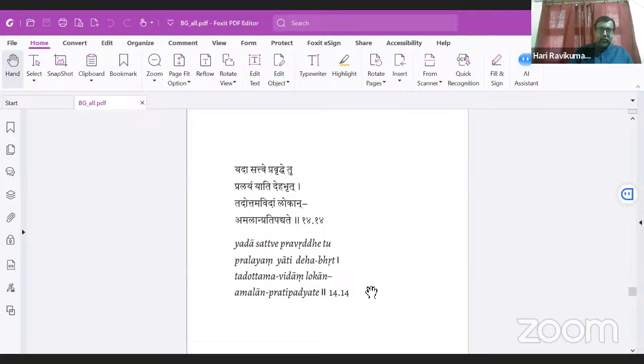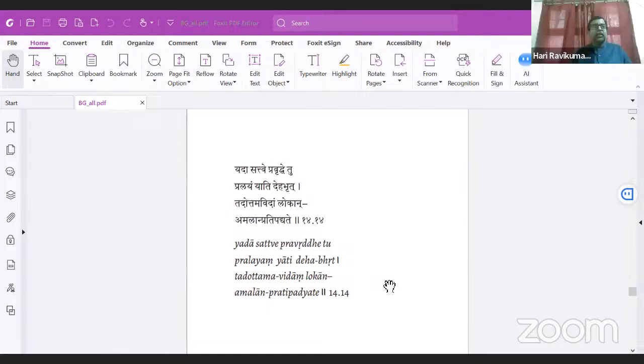Yada sattve pravriddhetu. Pralayam yati dehabhrit. Tadottama vidam lokan. Amalan pratipadyate.